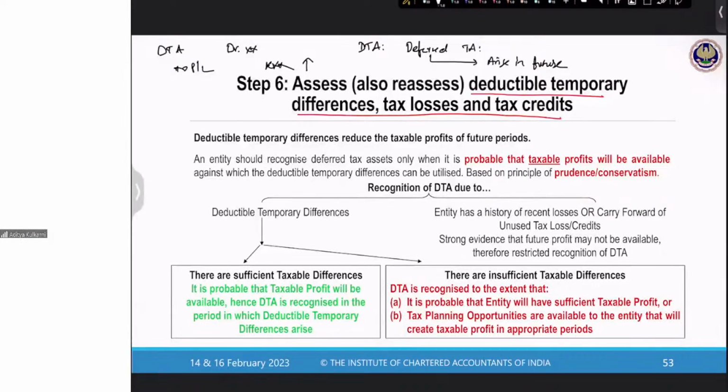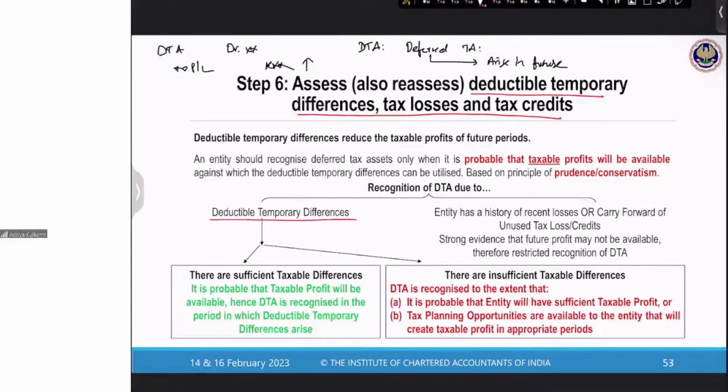So therefore, if you have deductible temporary differences, you must have certainty that taxable profit will arise in the future. And if that is the case, only then in such circumstances you can recognize a deferred tax asset. That means I'm talking about this part.